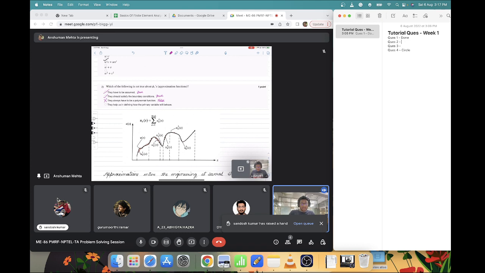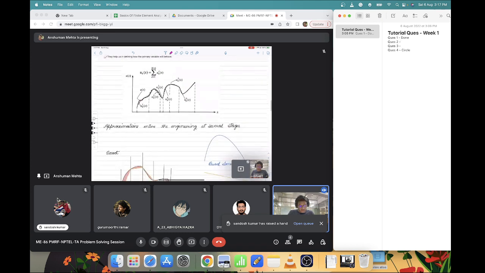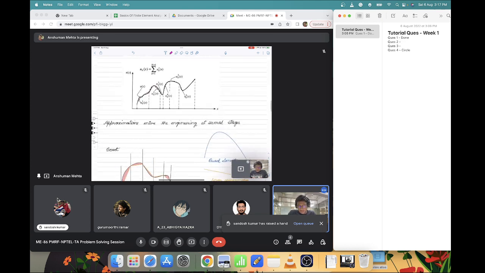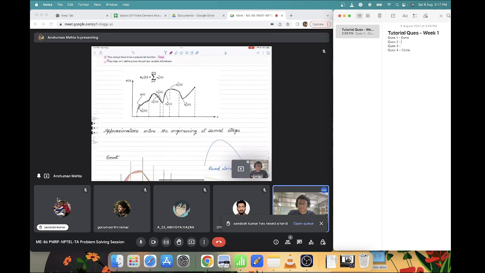And finally, they help us in defining how the primary variable will behave. So as I have told you, from the controlling of the control point, we can see the behavior of the primary value. Primary values mean the exact solution, how the exact solution would have been. Okay. So any doubt up till now? Sandosh, do you have still some doubt?